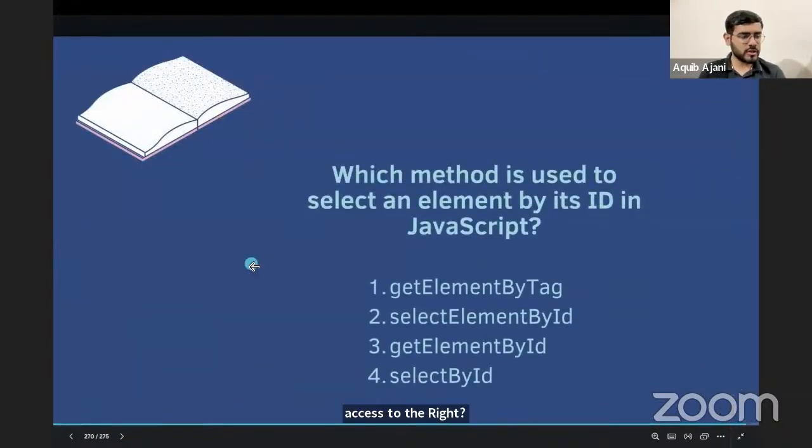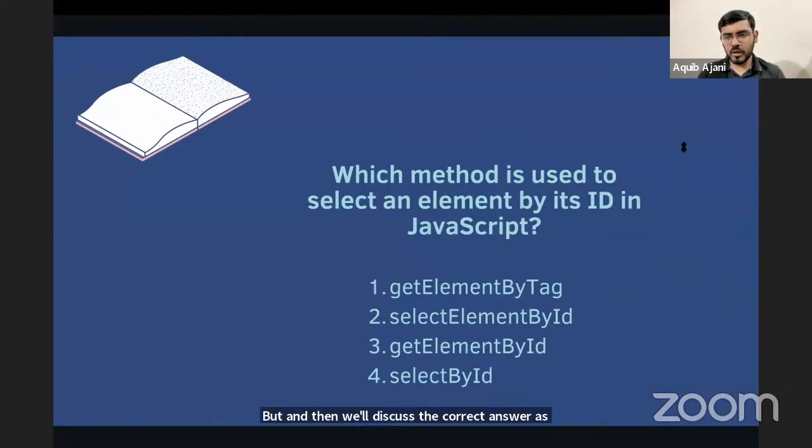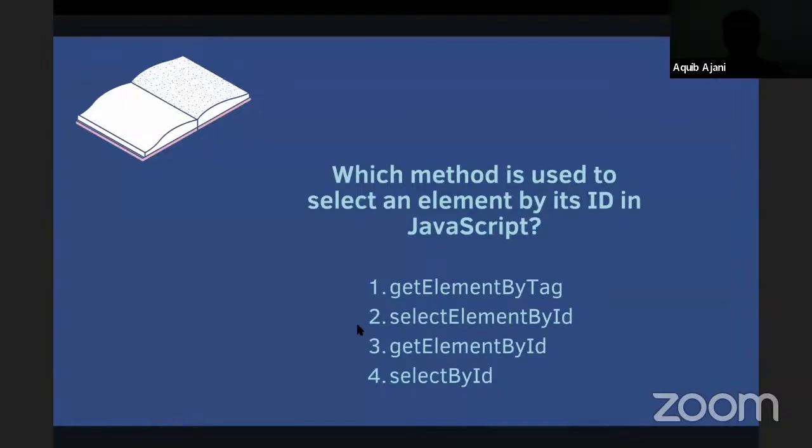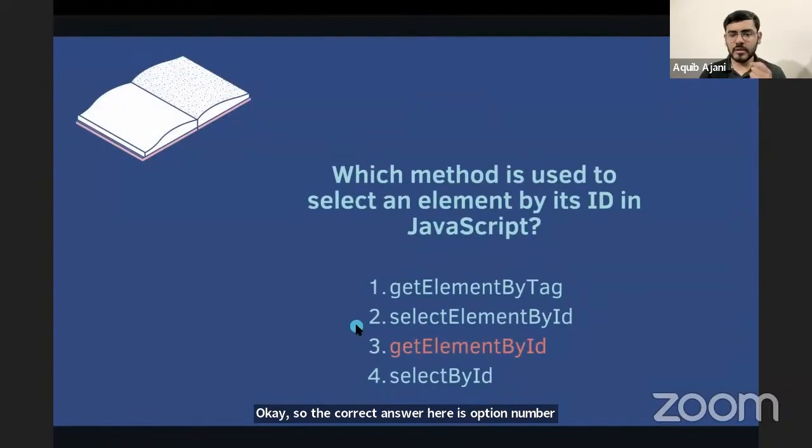So here is the first question. Again, you can put the correct answer in the chat, and then we'll discuss the correct answer as well. So here we go. The question is on the screen. I'll give you a minute to think very carefully. Please read the question properly and then answer. And then we'll discuss the correct answer on the screen. So the correct answer here is option number 3. That's get element by ID. So again, this is the one that we use, option 3.